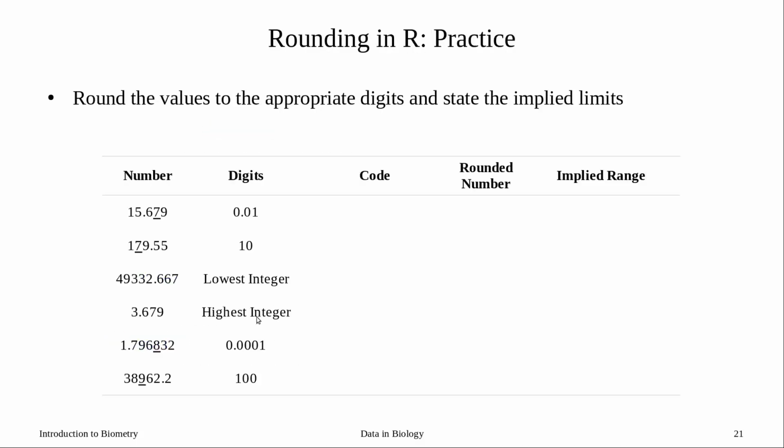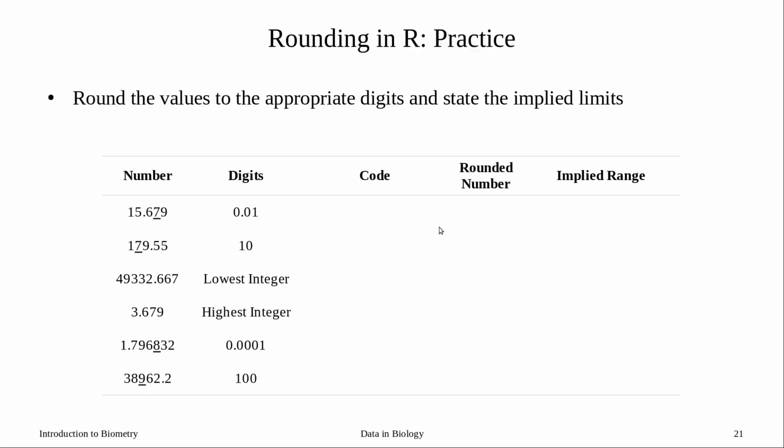Alright, so here's your turn to practice in R. What I want you to do is round these numbers to the digits that I specify. I have underlined the target digits, and I'm going to try to do this on quizzes and exams along with this column to help you know where to round. I don't need to know the code. This is all going to be in your R script, so you can just use the code, get the rounded number, and then also do the implied range.